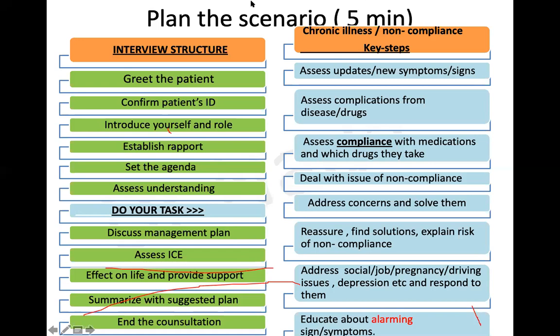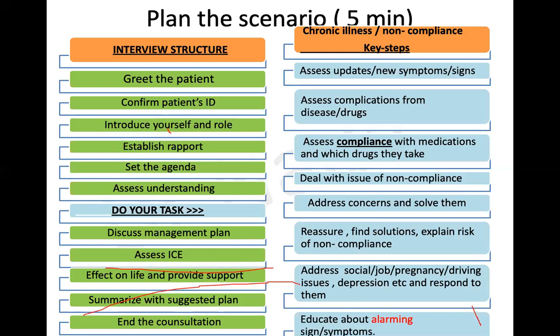So as you can see, the left green column is the interview structure. The interview structure is the same for, let's say, 99% of communication stations, okay? The same steps. You have to use it because it will show that you are professional. You are approaching the station in a professional way. You started with an introduction, you followed your interview in a very professional way, and you also considered asking about the concern, you included the welfare, you included all the important things. This is just to make sure that you don't miss or forget any step.